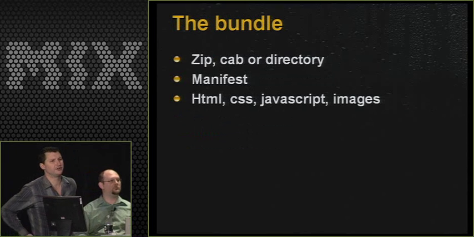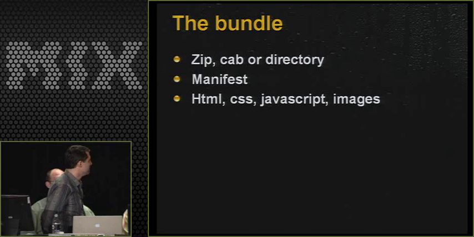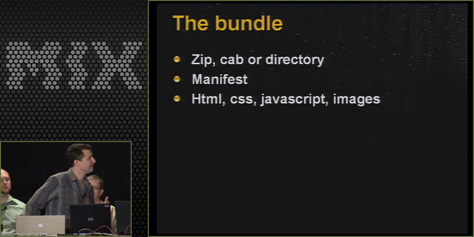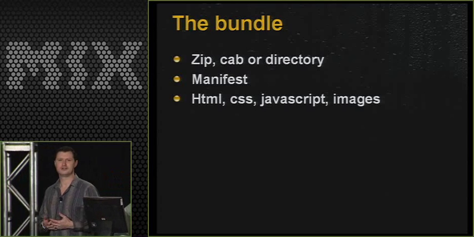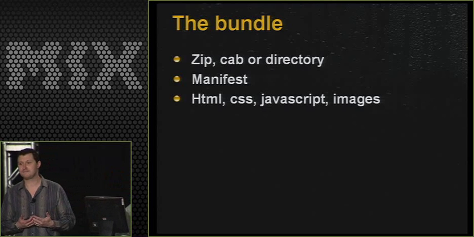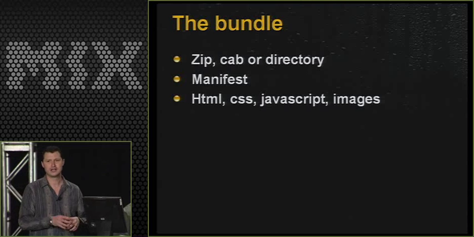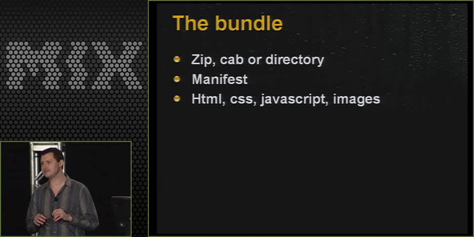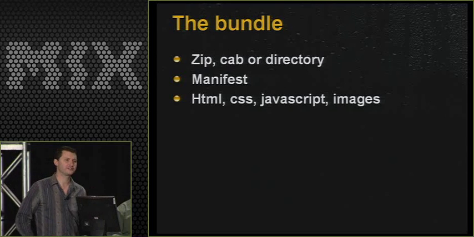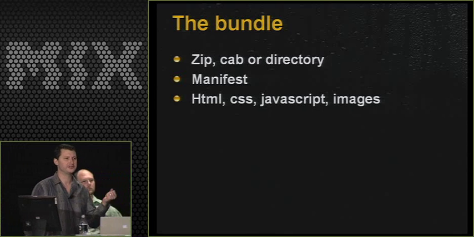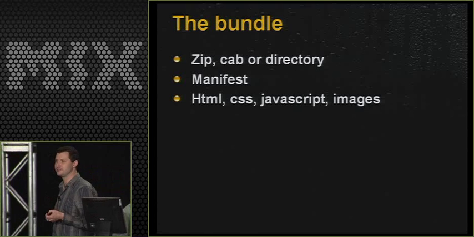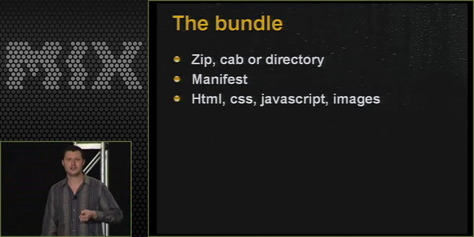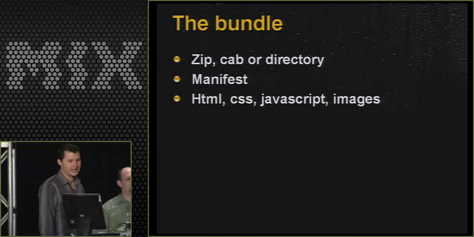Let's talk about this bundle that I alluded to earlier. So I'm building a gadget. As I'm developing this thing, I can just do everything inside of a directory structure. It's that simple. I'm getting ready to deploy it. I can throw it into a zip file. I can rename the .zip to .gadget because the sidebar registers for the .gadget extension, and then it knows how to install that package. We also support cab files. So if it's important to you to be able to digitally sign your gadget, we support the .cab files.